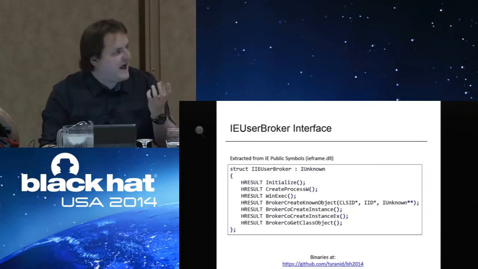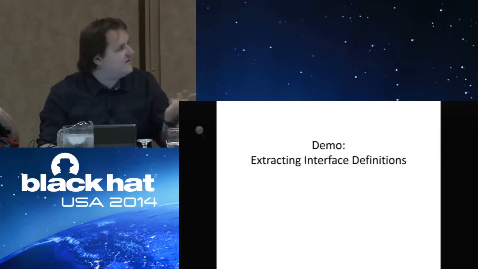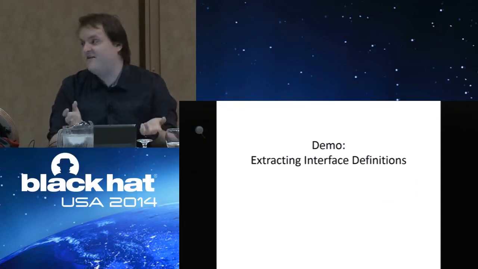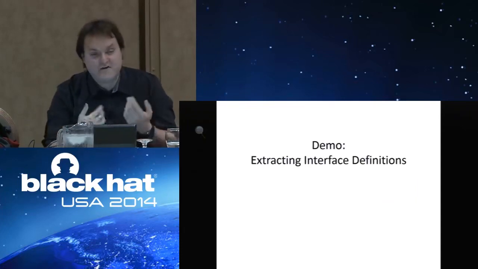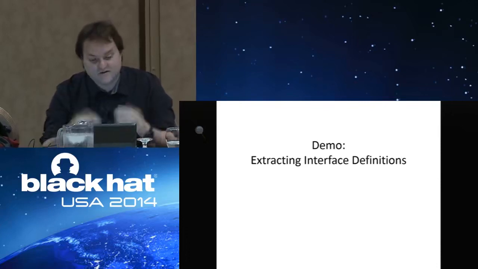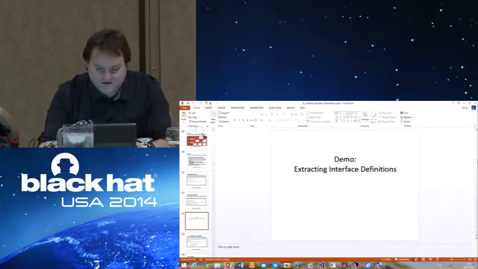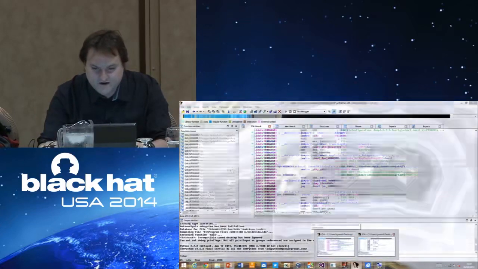But how do you actually get that out? How do you actually find out what those functions are called? Well, obviously it turns out Microsoft is very generous in this regard and gives everyone public symbols to IE. And if you've got a copy of IDA, we can pull them out fairly easily using a simple script. So I'll hopefully have IE frame.